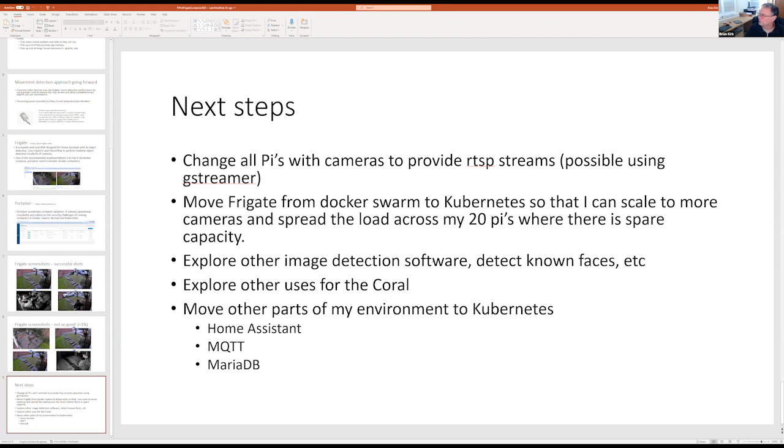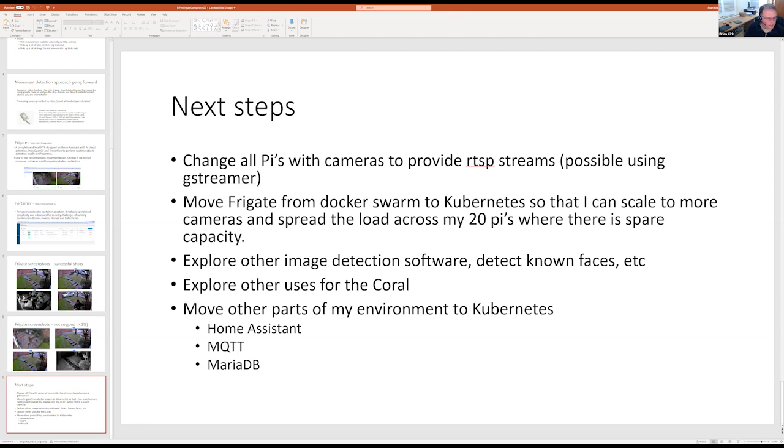It's incredibly powerful. And there are some examples on the Google Coral website, mostly around image detection. But I want to see if there's some other work I can do around that. And then I also want to move more other parts of the environment to Kubernetes. So again, wherever I've got spare CPUs, I think I've got 20 Pis at home now, wherever there's any spare capacity, it will then spin up an instance of Frigate in this case, and do the object detection on that.